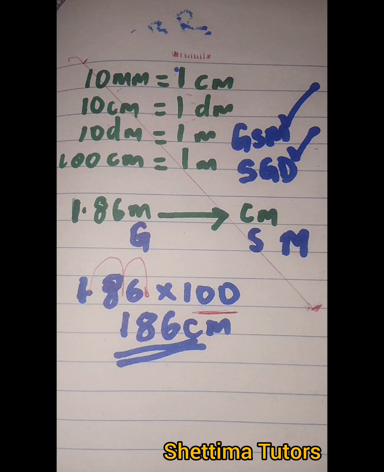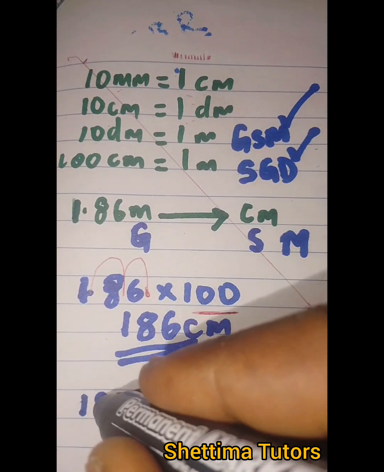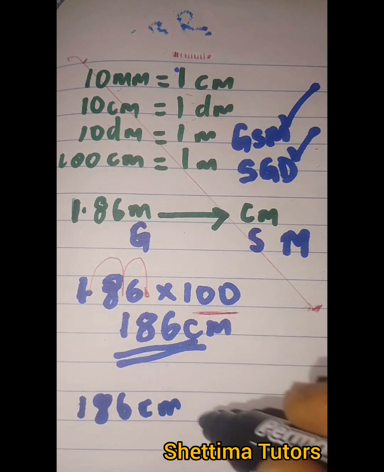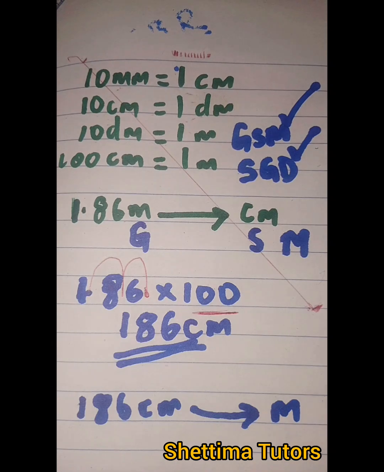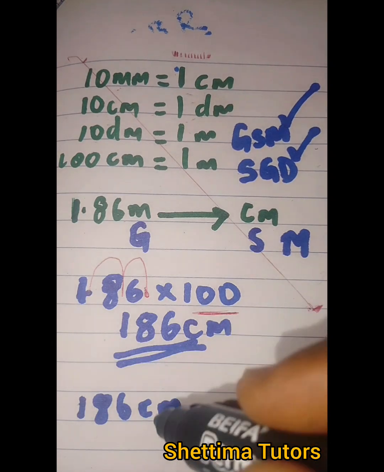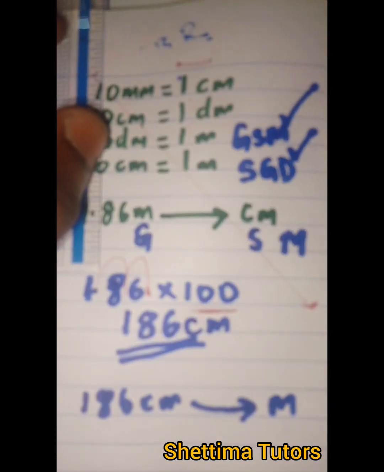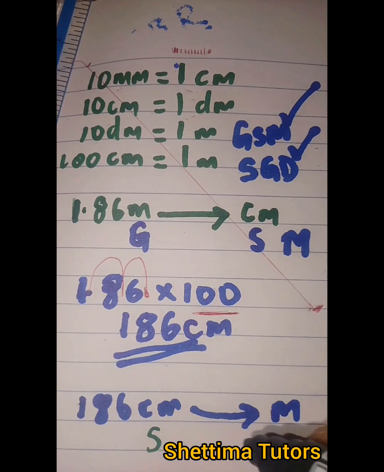Now, what if I want to change back from centimeters to meters? Just to broaden our knowledge. This is 186 centimeters. I'll write it down. Put my arrow. 2 meters. Next step, you put your G and S where appropriate. So centimeter and meter, I know that cm is smaller because this is just 1 cm from here to here. Cm is smaller, meter is greater.